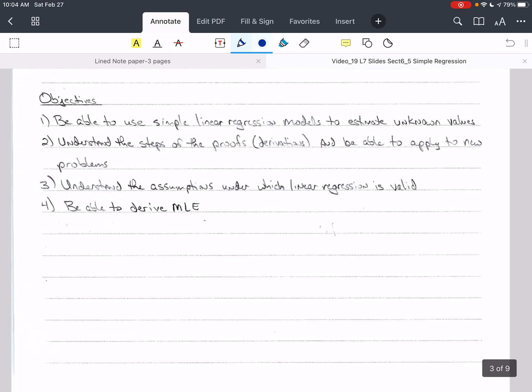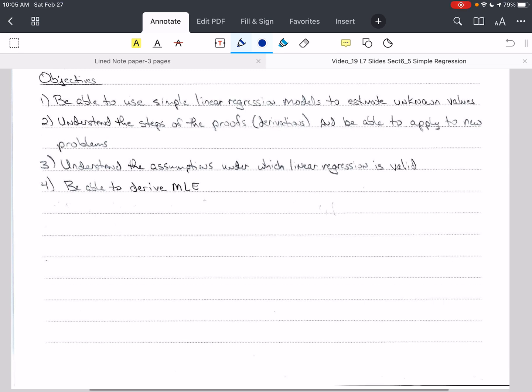So the objectives for this section are, when we're done, you should be able to use simple linear regression models to estimate unknown values. You should understand the steps to the proofs, the derivations, and be able to apply this knowledge to new problems. You should understand the assumptions under which linear regression is valid, and you should be able to derive maximum likelihood estimators for linear regression.